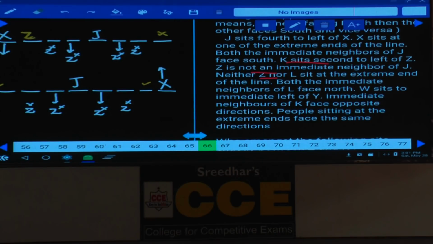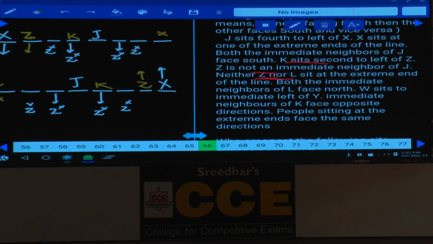If Z is here, K sits second to the left of Z, then this Z is facing towards south, and K is here. Are you following this one or not? Now in this one as well, Z cannot be at the extreme end, so what is the only possibility we have? Z must be at this place. If Z is here, K sits second to the left of Z, now this Z is facing towards north.